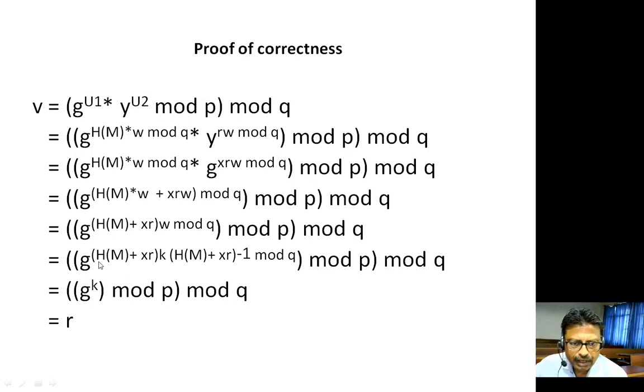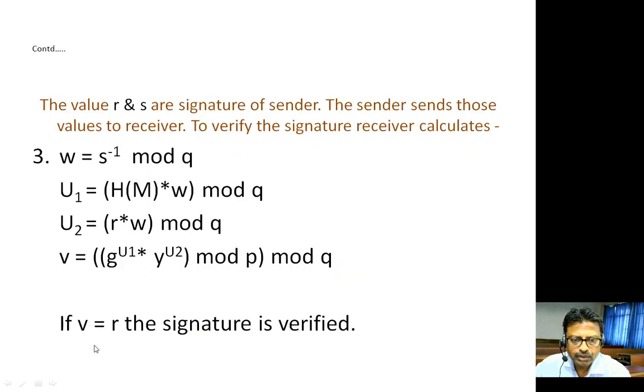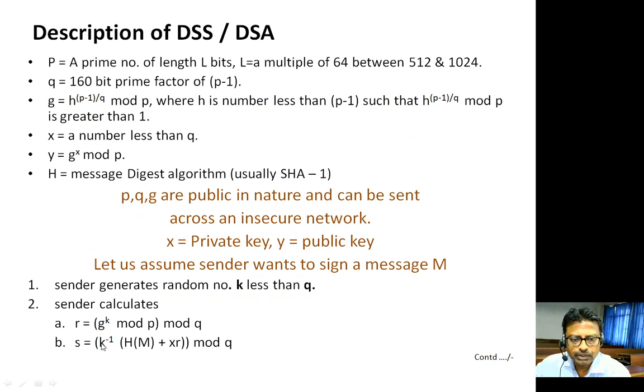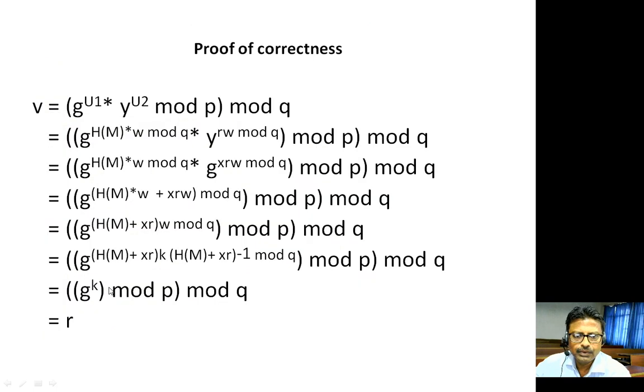Now you can see (hm plus xr) into k into (hm plus xr) inverse. So this value and this value are going to cancel out. So we are left with g to the power k mod p mod q. And what is g to the power k mod p mod q? It is nothing but r. So we can say v is equal to r. So this gives the proof of the correctness of the algorithm, that is DSS.